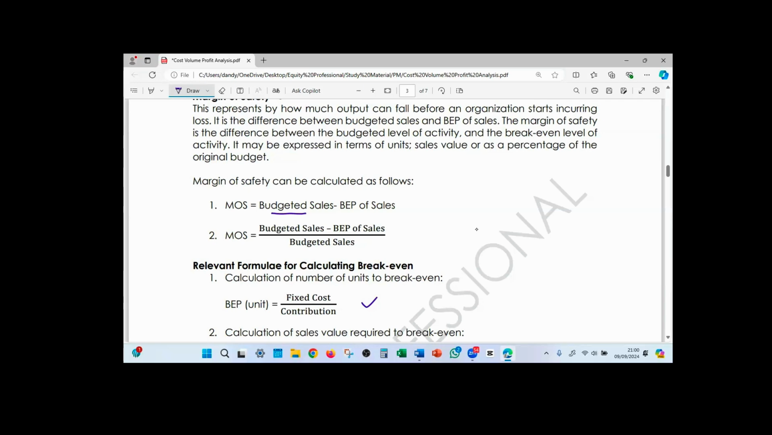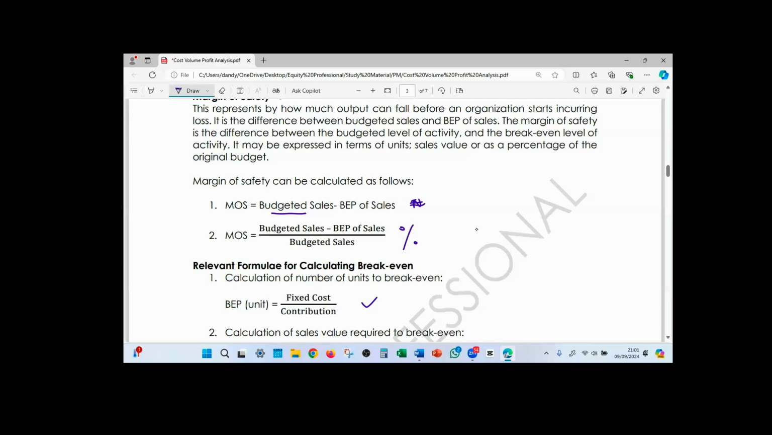Then you need to go ahead and calculate break-even point of sales. So the difference between the two will then give you the margin of safety. If you want to calculate your margin of safety in percentage, okay, this one is in Naira, then the budgeted sales minus break-even point of sales divided by the budgeted sales multiplied by 100% will give you the percentage at which the output can fall before a company will begin to incur losses.